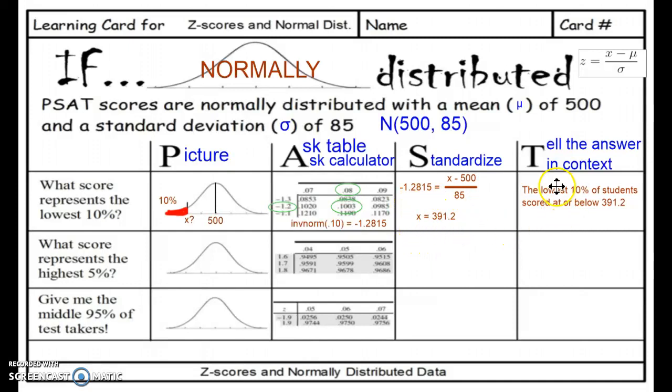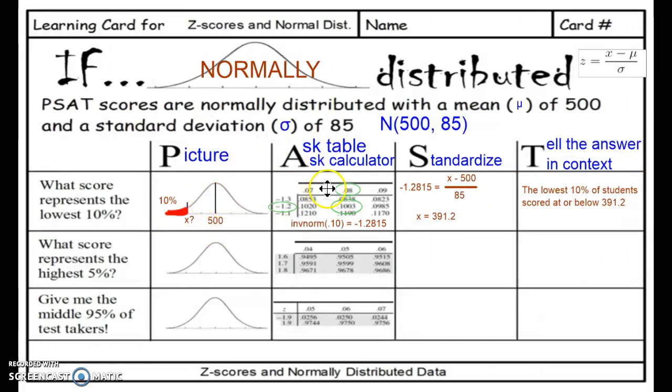So I fixed that, and now I'm going to write my answer in context. The original question said, what score represents the lowest 10%? So my answer should be: the lowest 10% of students scored at or below 391.2. And so there we have it.